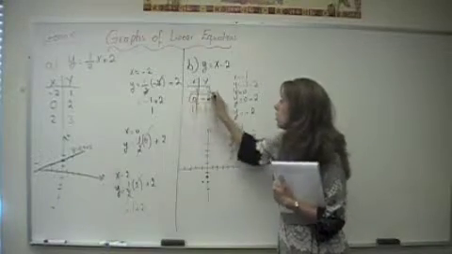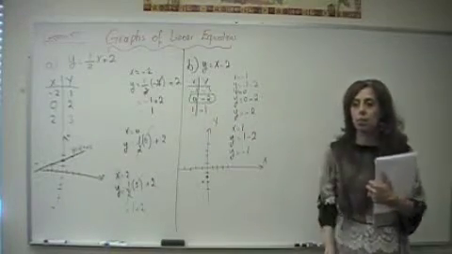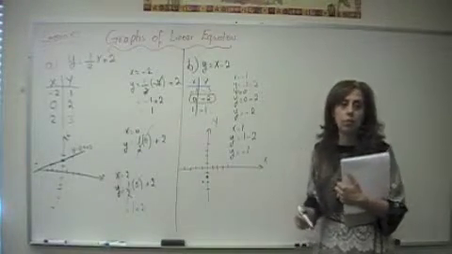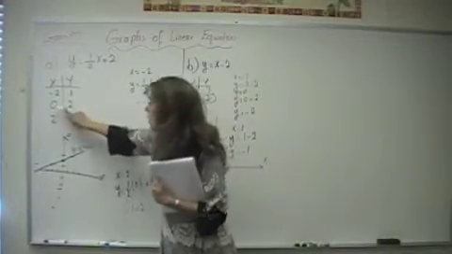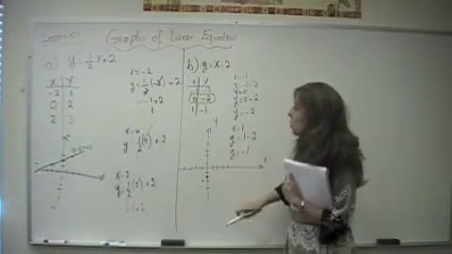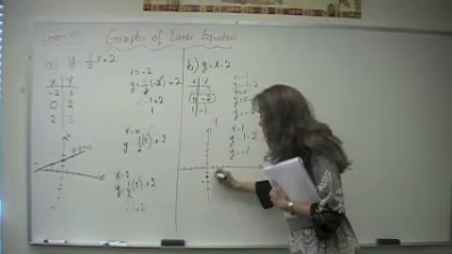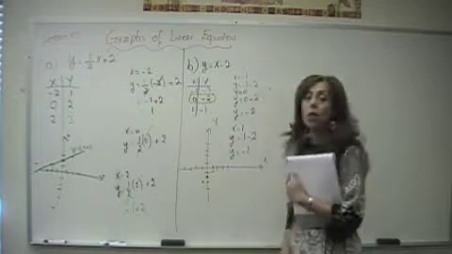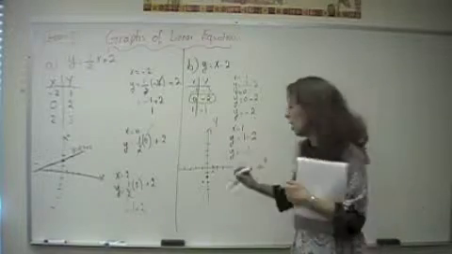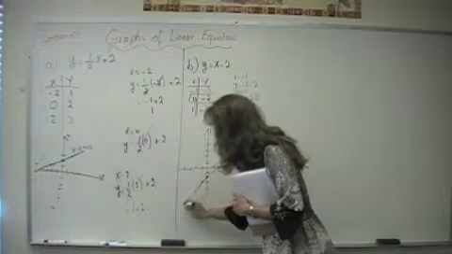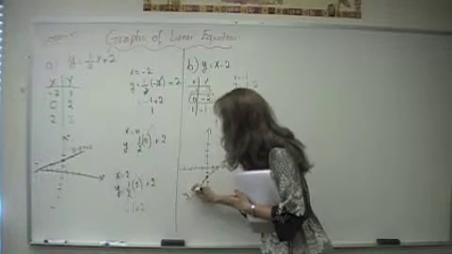Always the one with the 0 is going to be on the y-axis, because all the x's on the y-axis are 0. That's why this point here, 0, 2, was on the y-axis. 0, -2 is going to be on the y-axis. Then 1, -1 is right here. Your x is 1, your y is -1. You connect them and you extend your line. And I can call this y equals x minus 2.